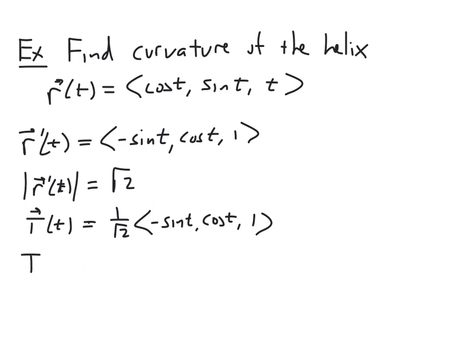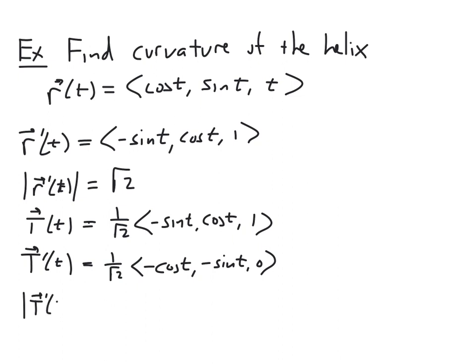We then take the derivative of this function. So we're going to have 1 over square root of 2 times negative cosine t, negative sine t, and 0. And so when we take the magnitude of this vector, we're going to get 1 over the square root of 2 times the magnitude of the vector negative cosine, negative sine, 0, which is 1. And so this is 1 over square root of 2.